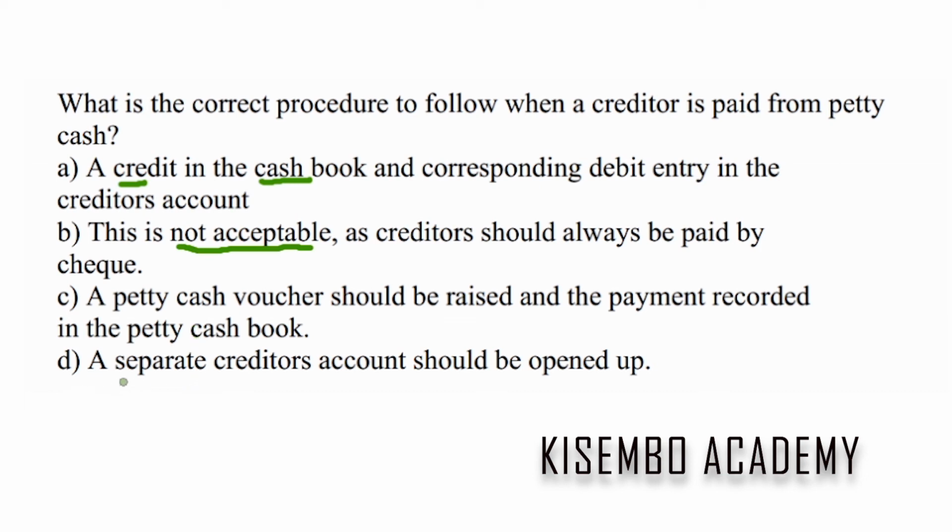Then, of course, part D is also not correct. A separate creditors account should be opened up. I mean, the creditors account already exists. Well, the correct answer here is C. A petty cash voucher is raised and the payment is recorded in the petty cash book. And of course, according to the clip you've just watched from one of my previous videos, after you record in the petty cash book, then the corresponding entry is made in the supplier's account or the creditor's account.